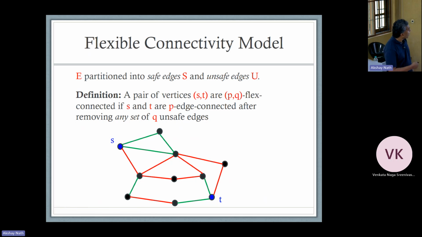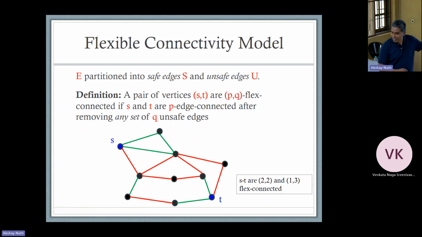Suppose we have a graph which has some green edges and some red edges. In this graph, we'll say a pair of vertices s and t is (p,q)-flex connected if s and t are p-edge connected even after we remove any q unsafe edges. Here in this graph, I claim s and t are (2,2)-flex connected. That is, even if I remove any two red edges, they're still two-edge connected.